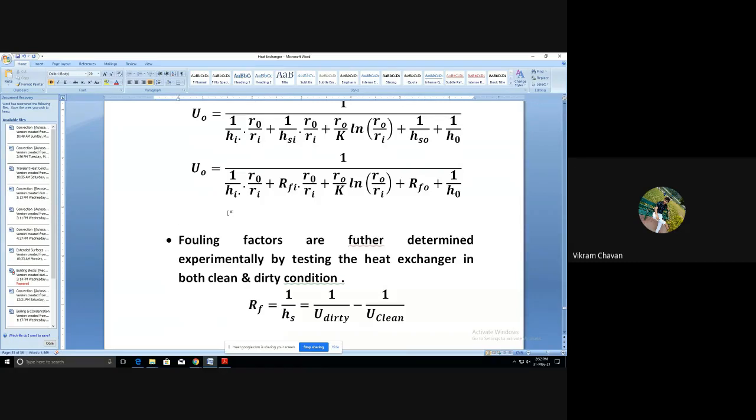If you subtract these two reciprocals of the overall heat transfer coefficients, that is 1 upon U_dirty minus 1 upon U_clean, that will provide you 1 upon h_s, the reciprocal of the scaling convective heat transfer coefficient, and that will be nothing but your fouling factor.